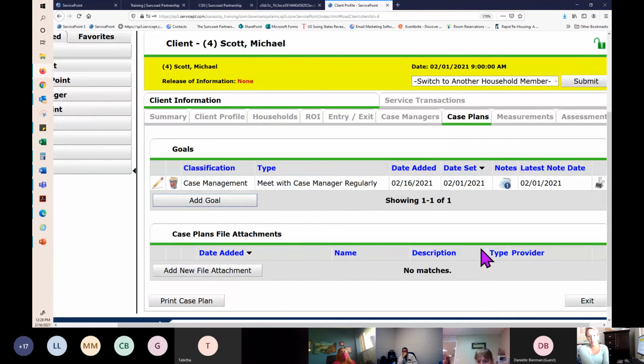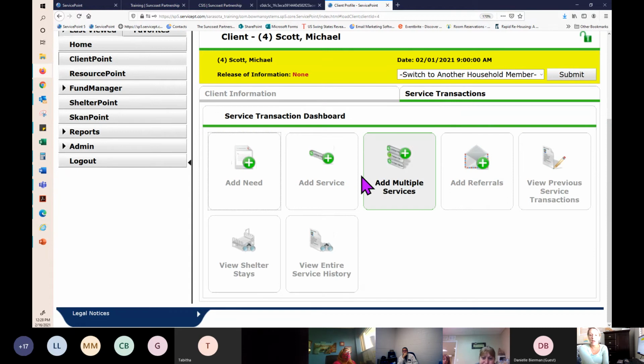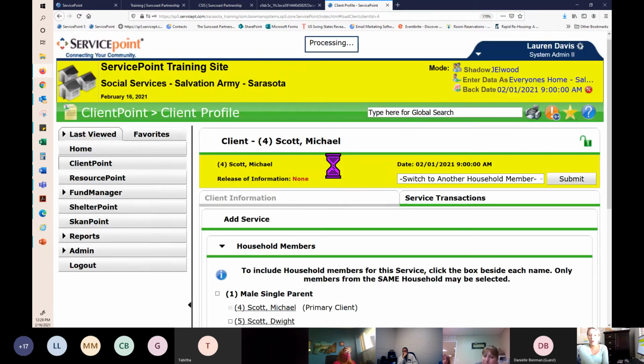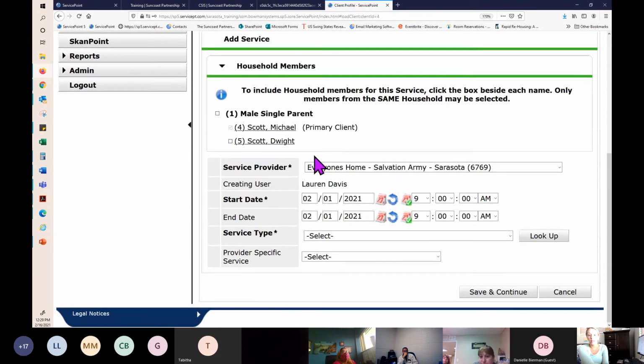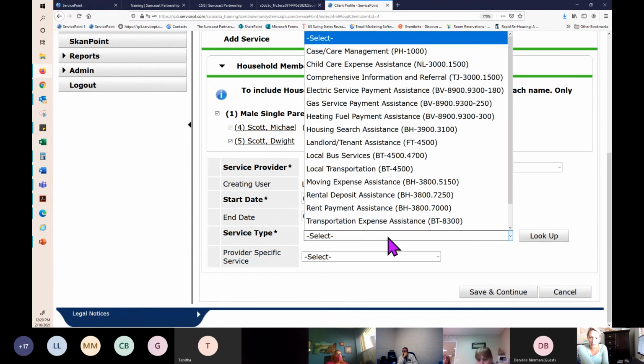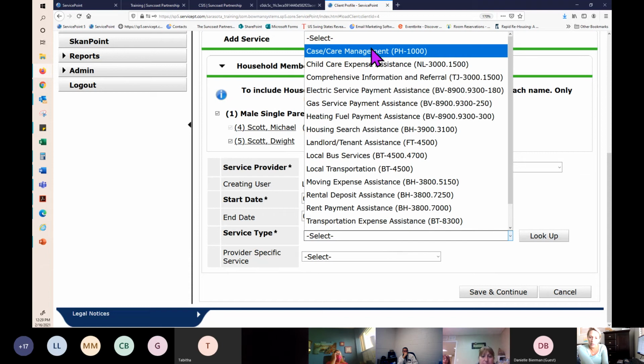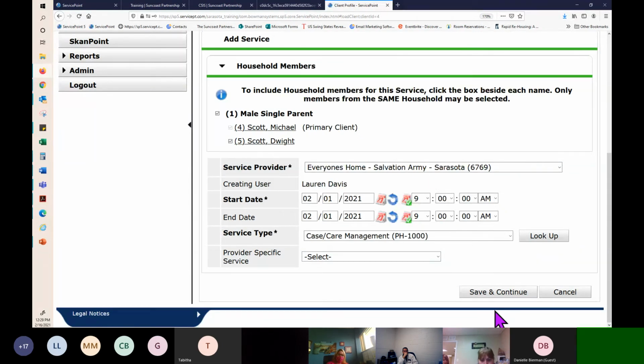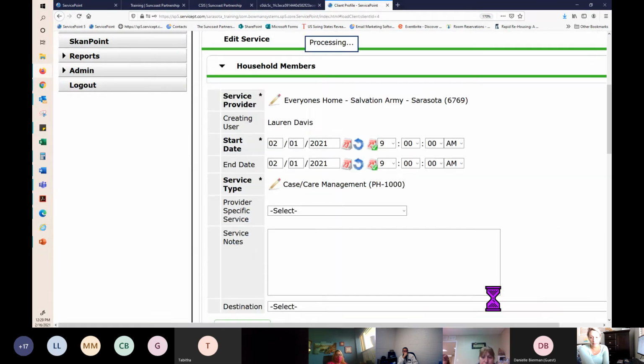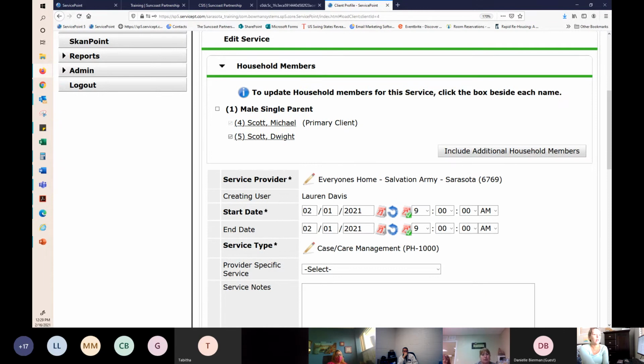From here, we can add services from this goal, but I'm actually going to just save and exit and add services the old-fashioned way. From our case plan, if we want to add a service for this case management session, we're going to click Service Transactions, Add Service, and select the entire household. Service type is Case Management. Save and continue.